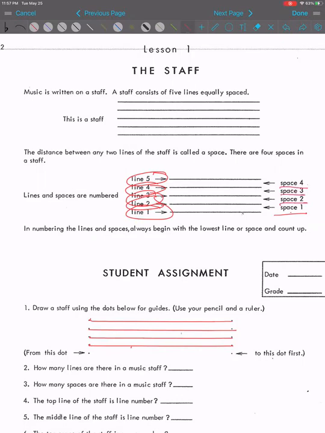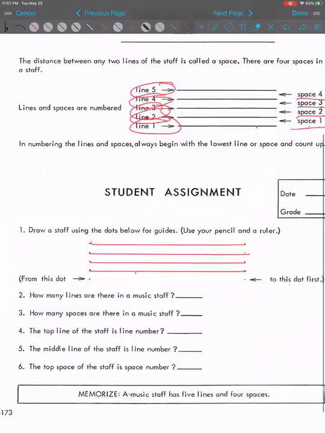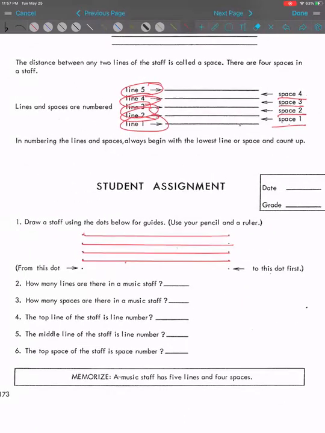So let's do some exercises on the bottom. 1, draw a staff using the dots below for guides. Very important, use your pencil and a ruler. When you do music theory exercises, always use pencil so you can erase it easily. Now I already connected some of them. So I'm going to connect the 5th lines here using a ruler. Here.